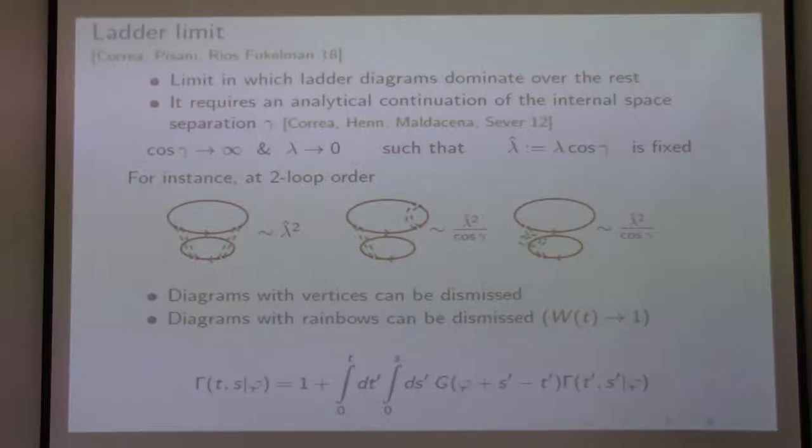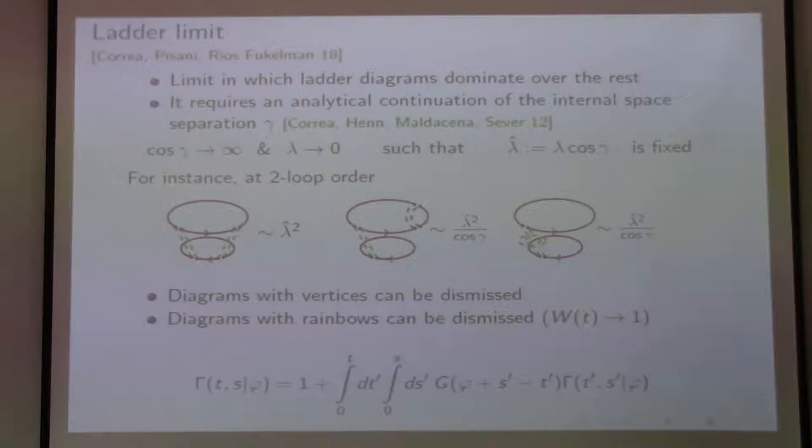So, let me finally go to this lovely, which is again like the use of an idea we used in the past. We did this ladder limit in the study of the cusp anomalous dimension, but now let us try to do the same limit in this case to see if we can even access some strong coupling limit which can be constructed in the string. So what is this ladder limit?